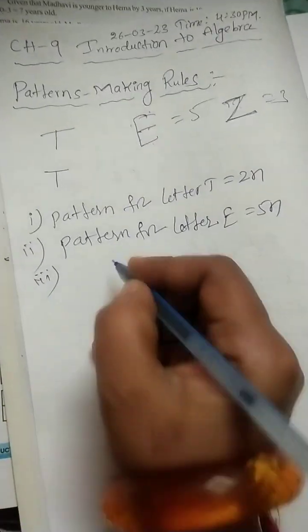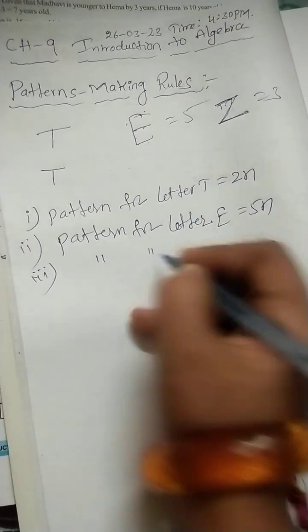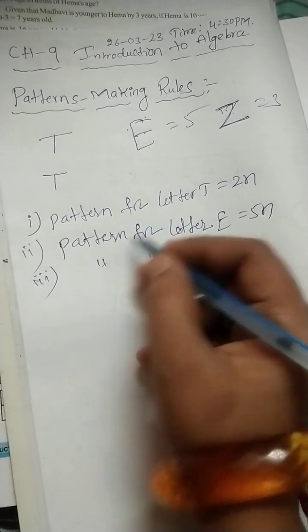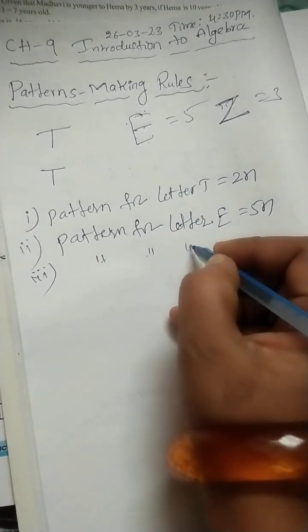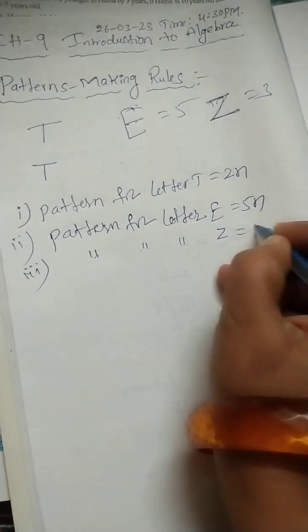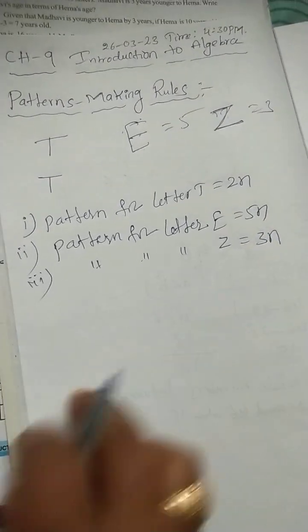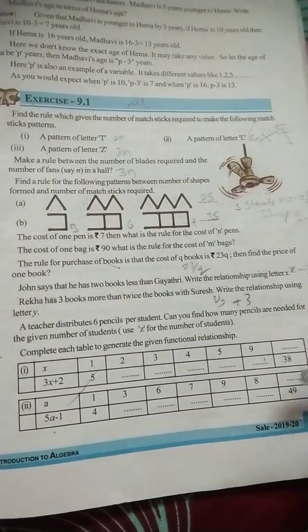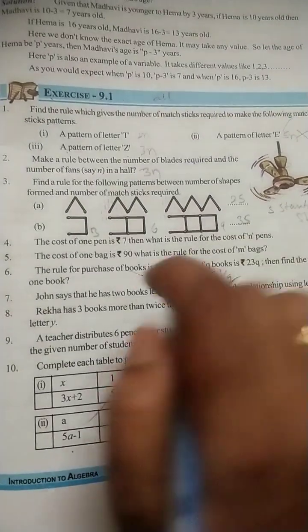So the pattern we are writing now, the same way we should write. Pattern for letter Z. How many? 3n. 3 into n, 3n. Okay, like that we can write the answers for these questions.